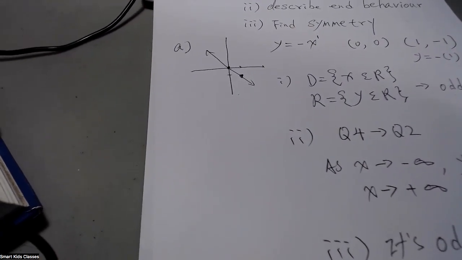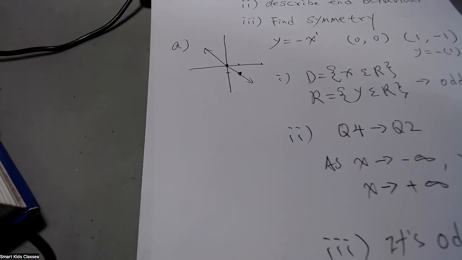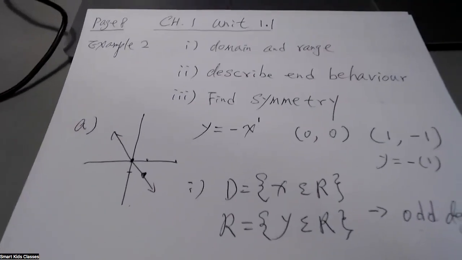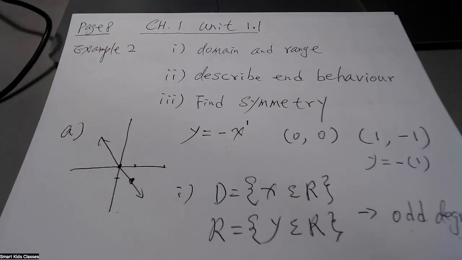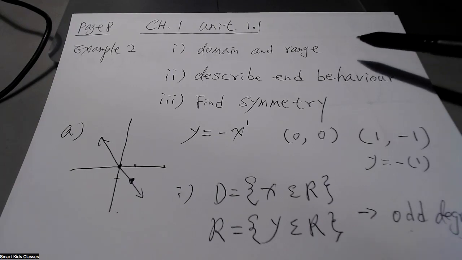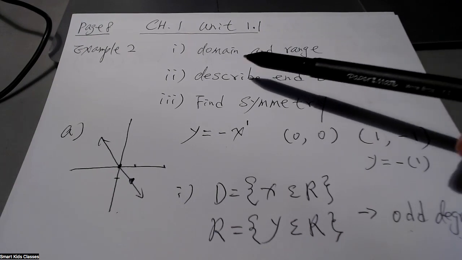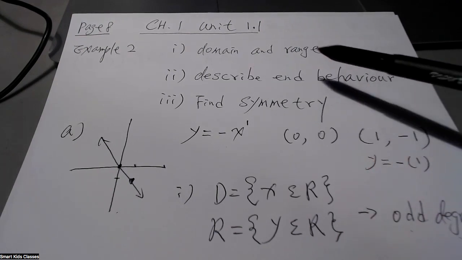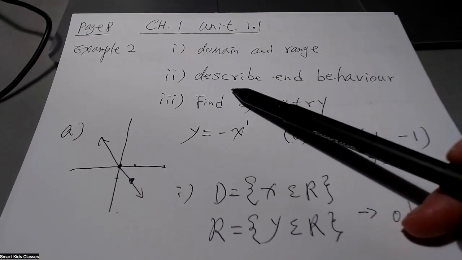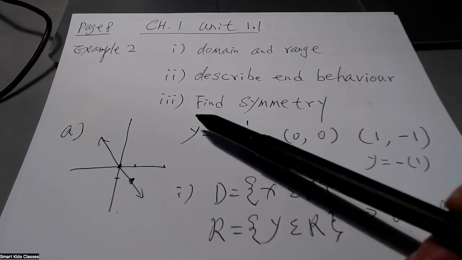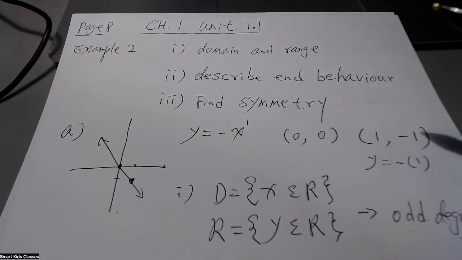In the next one we are going to do example 2 on page 8. Page 8 is asking in example 2: number 1, find the domain and range. Number 2, describe the end behavior. Number 3, find the symmetry line.